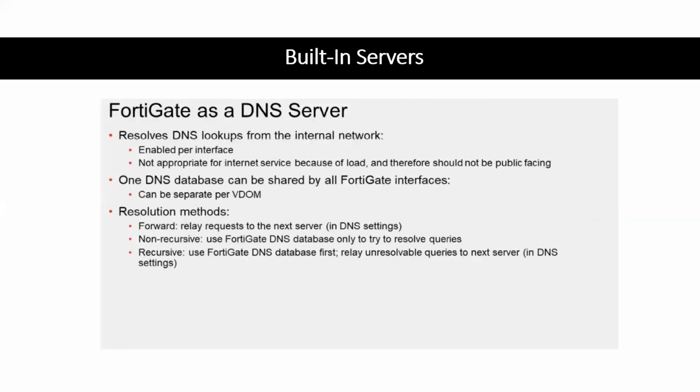FortiGate has a DNS server. Same thing as the DHCP server, these built-in servers are going to do the job that an external server would. If you want to configure the FortiGate to run as a DNS server, it is going to resolve DNS lookups from the internal network. Just like the DHCP server function, it is enabled per interface. Fortinet says it is not appropriate for internet service because of the load. Therefore, that option should not be set on your WAN interface.